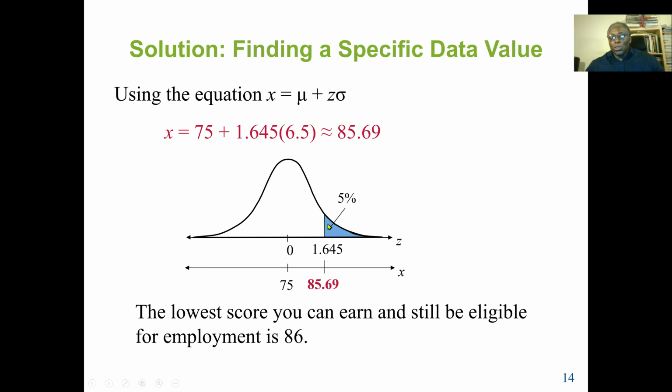Because here we say the top 5%, we have to use the z value at the top 5%. When we know that, we can find the x value, because the mean is given and the standard deviation is given. What we need is the z value, but p is given. So we use the p to get the z value. Then after that, we find the x.